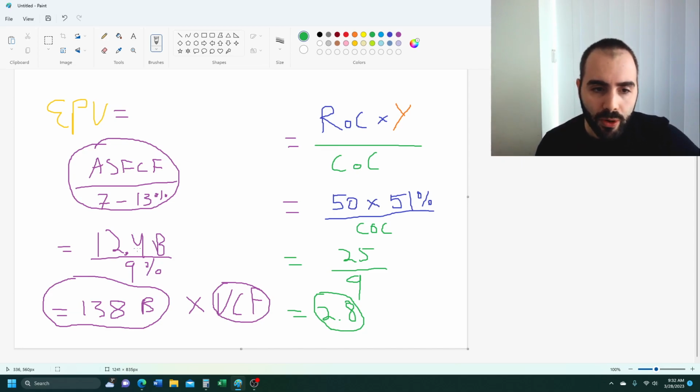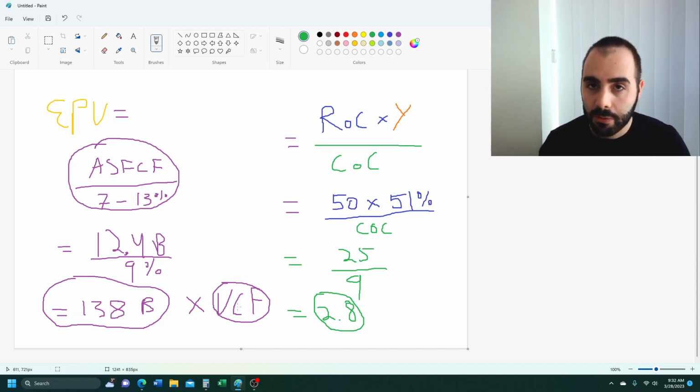So we said 12.4 billion was the average sustainable free cash flows of Home Depot. The cost of capital we estimate is probably around 9%. We came up with an earnings power value for the company of 138 billion. Now, because Home Depot has a moat or a dominant competitive advantage, meaning it's able to earn a return on capital substantially higher than its cost of capital, what we can do is multiply this earnings power value by the value creation factor.